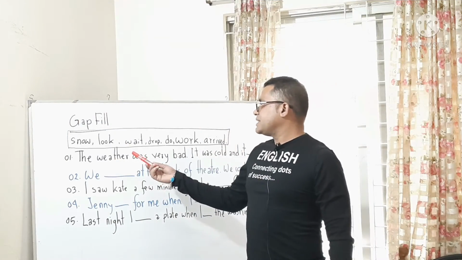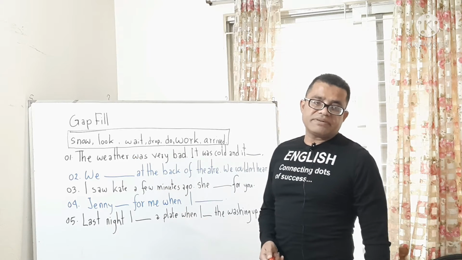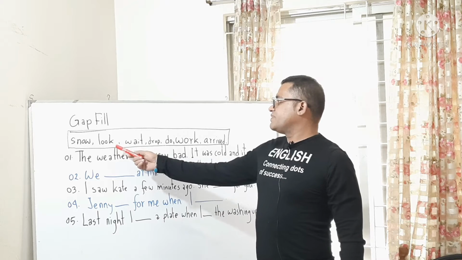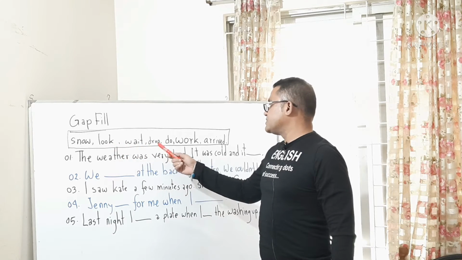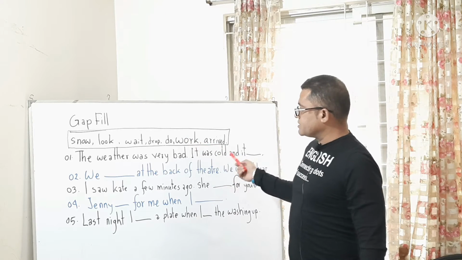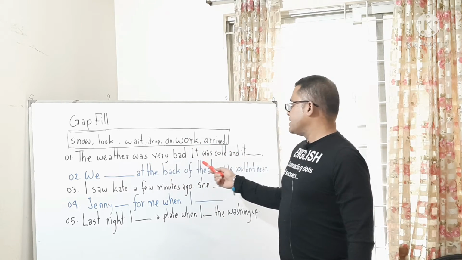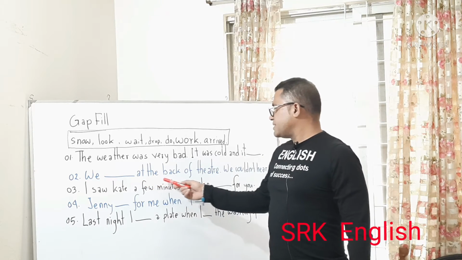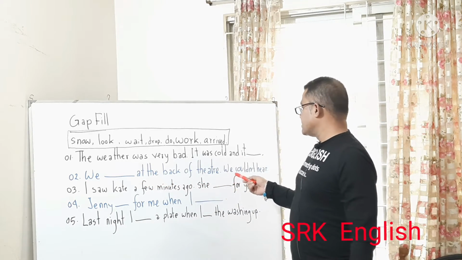Let's have some gap fill with past continuous. These are the words over there: snow, look, wait, drop, do, work, arrive. Fill the gaps with these words. The weather was very bad. It was cold and it dash. We dash at the back of the theater. We couldn't hear.